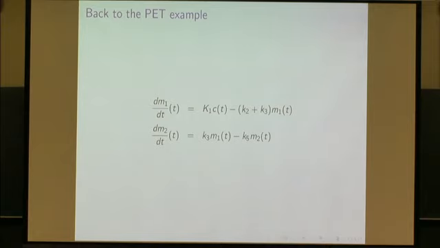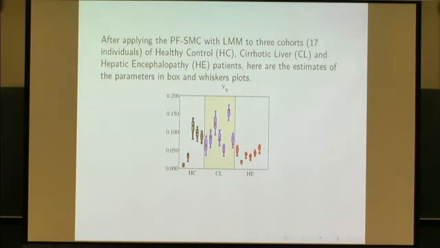So this was our example here, and there is a V0 which is scaling the problem, which I didn't put in the model. What we did here is apply this particle filter sequential Monte Carlo with a linear multi-step method, and the data was given to us, with all sorts of uncertainties in the data. These were 3 cohorts, with 17 individuals. HC is healthy control, CL is cirrhotic liver, HE is hepatic encephalopathy. We estimated the parameters, and the red dots are for LDAD.